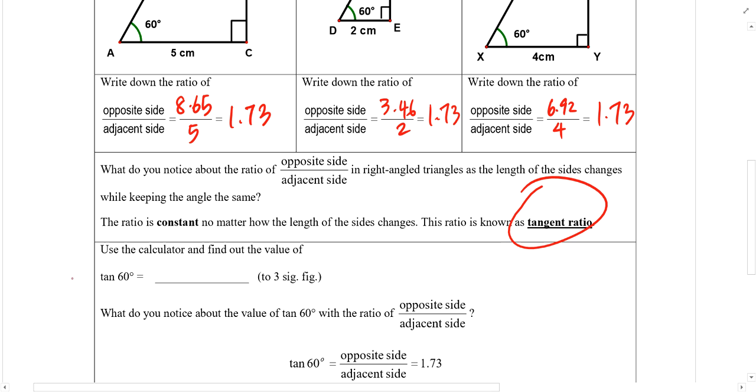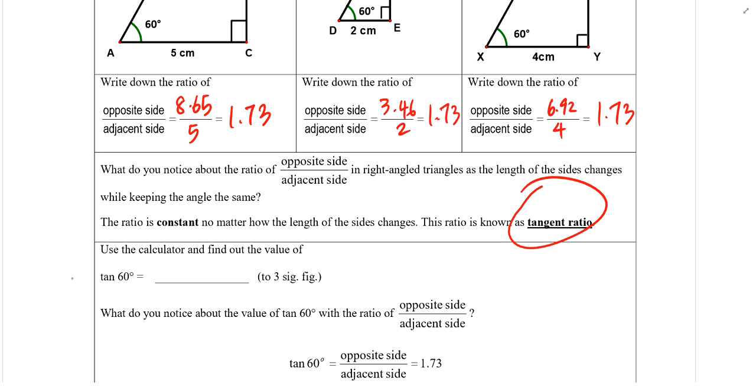Now search for the letter TAN in your calculator. TAN for tangent. So over here, there's the letter D at the top. So press tangent. Then you see an open bracket. What is the angle that we are supposed to use? 60. You can close the bracket if you want to. For me, I'm too lazy. I'll press equal. What is the value?